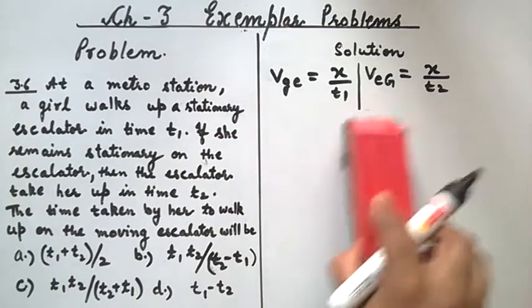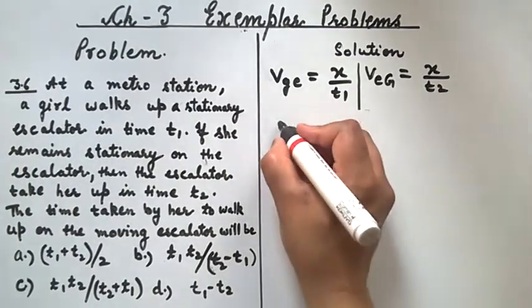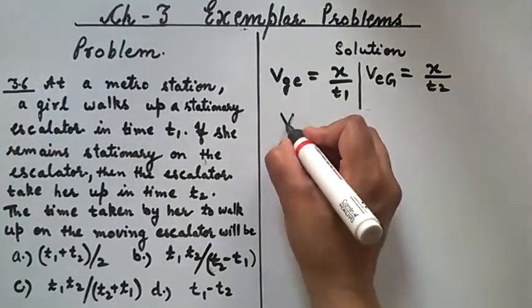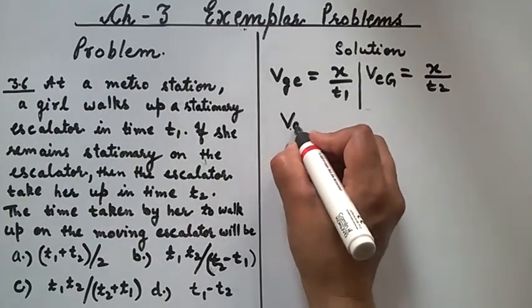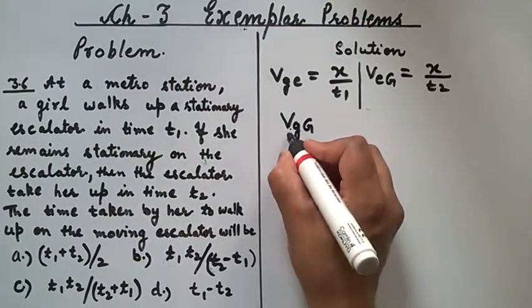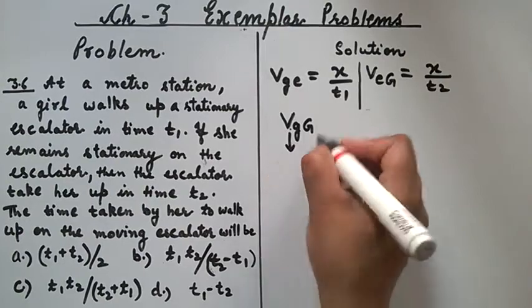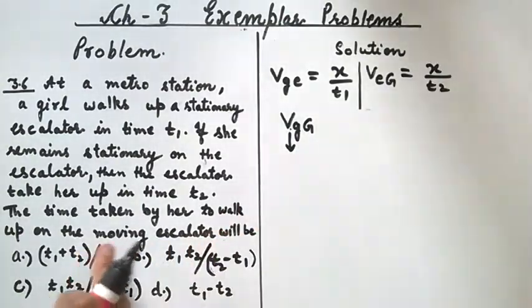Now we have to find the time taken by the girl to walk up on the moving escalator, that is, the velocity of the girl with respect to the ground when the girl walks on a moving escalator.